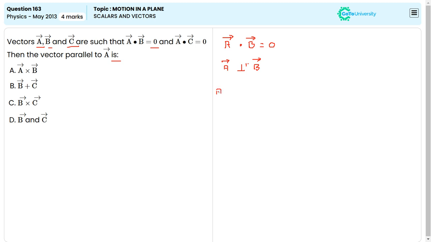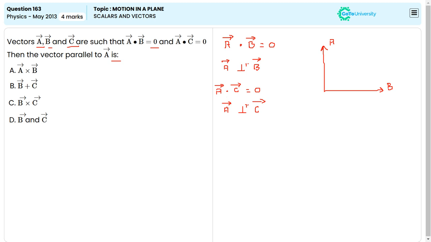Similarly, vector A dot vector C is equal to 0. That means vector A is perpendicular to vector C here. If I draw the diagram, vector A is perpendicular to vector B means this is the vector A, and it is perpendicular, which means it is 90 degrees. That is the vector B in this direction, that is B here.